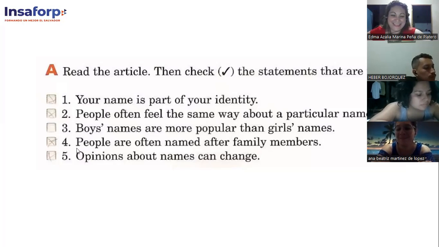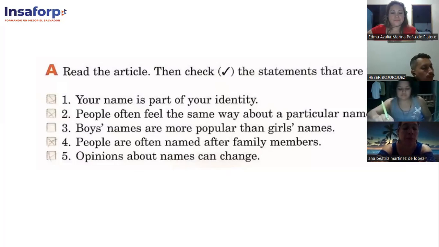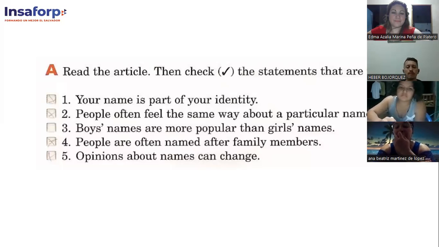Okay, number five, opinions about names can change? True. Yeah, it's true. It says that names that were unpopular in the past become popular now. For example, Mateo, right? Mateo is very popular now. But some years ago, it was not popular.